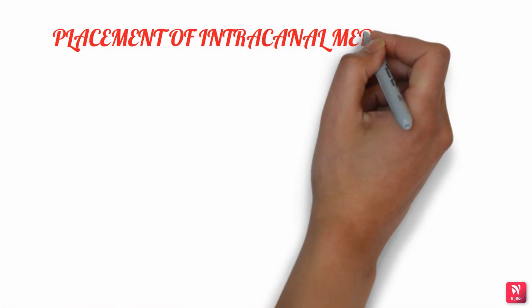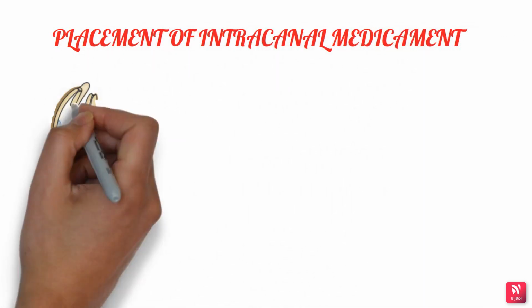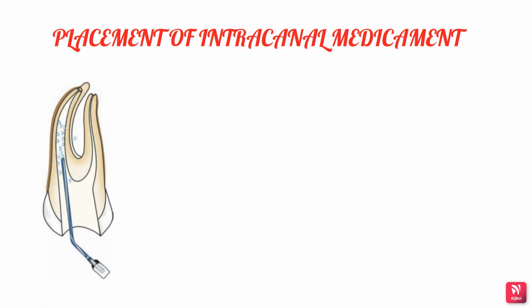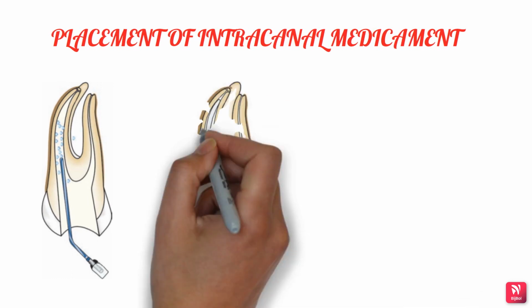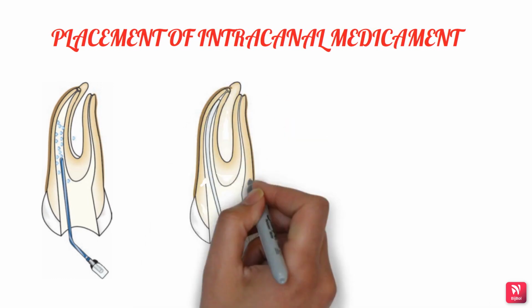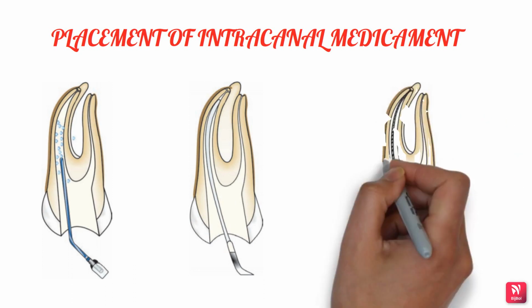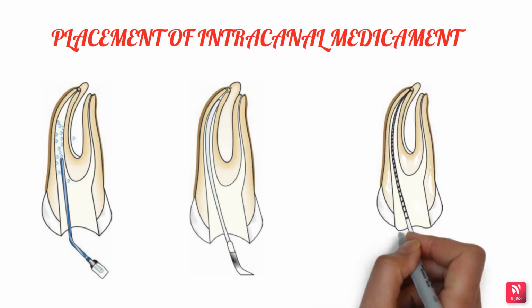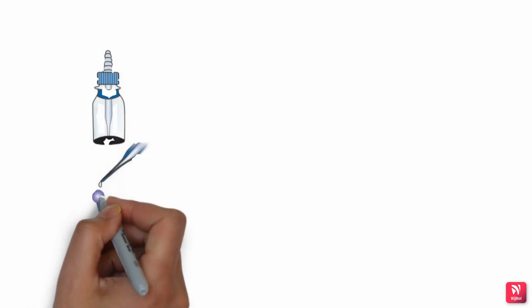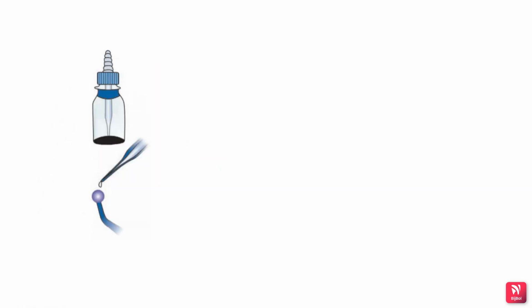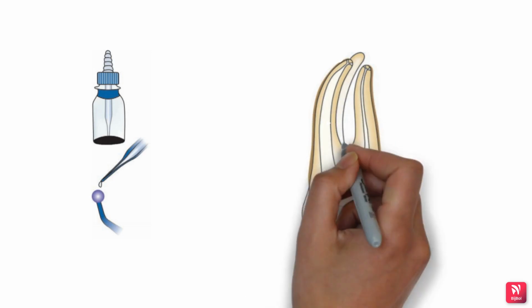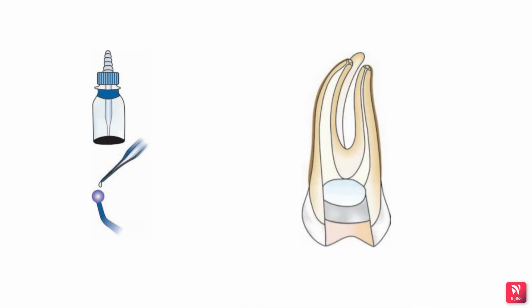Now we'll see how we place the intracanal medicament. For that, we have to copiously irrigate the canal to remove the debris present, if any, and place the master apical file in the canal, and dry the canal using absorbent paper points, and place the intracanal medicament on a sterile cotton pellet and place it over the pulp chamber. Over this, another sterile cotton pellet is placed, which is finally sealed with a temporary restorative material.